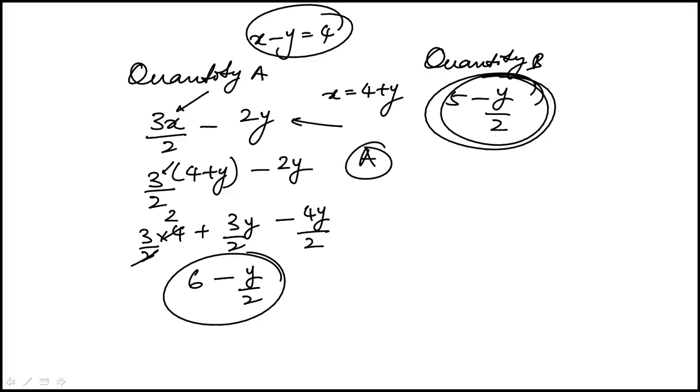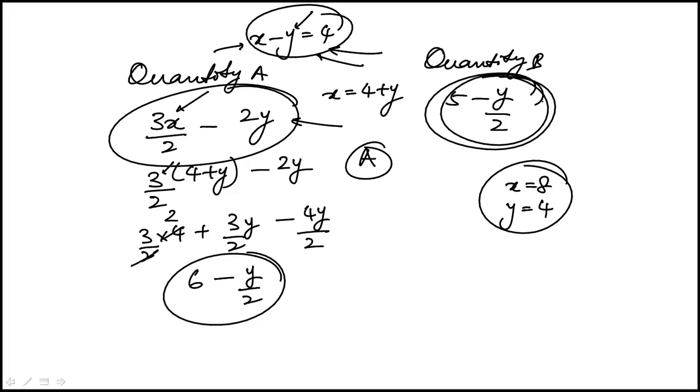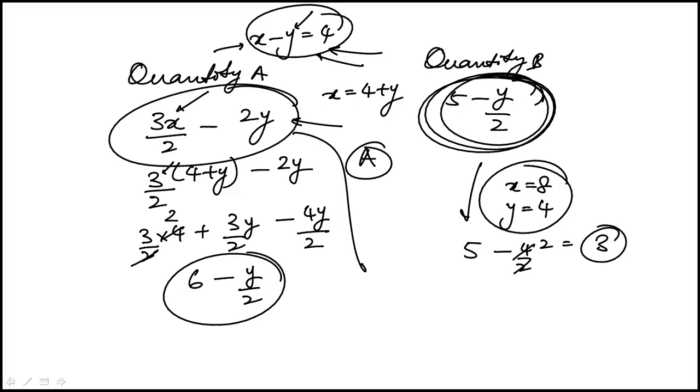You can also use numbers. Let's say you just are not able to do any of this manipulation. You just pick two numbers that satisfy this relationship. So x could be 8, y could be 4, and that does satisfy this. Then compute this expression and this expression. So quantity B here would be 5 minus 4 over 2. That's a 2, so quantity B is 3. Then we compute quantity A. X is 8.